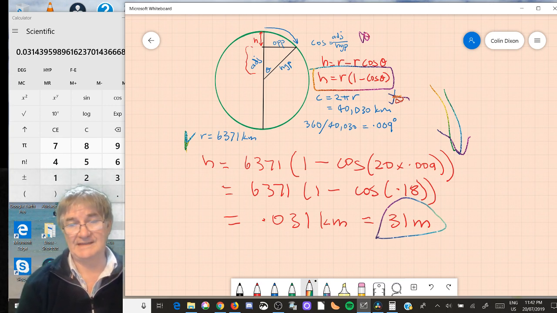And the previous example was proving that the Earth was not flat.